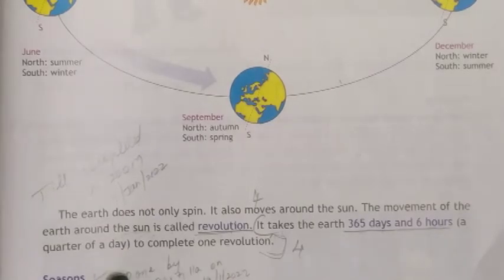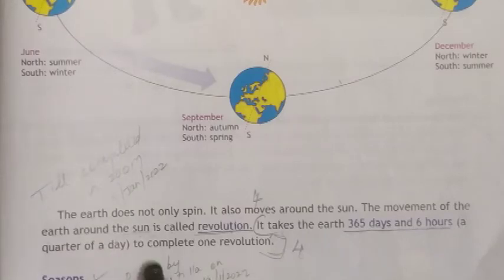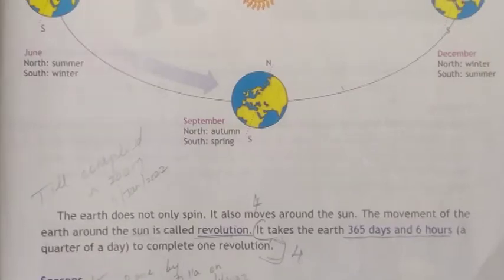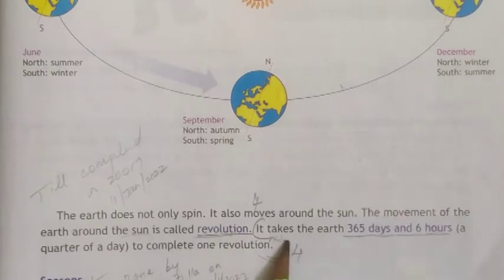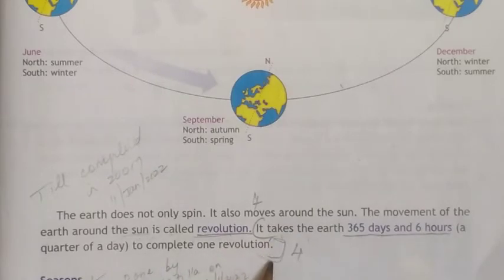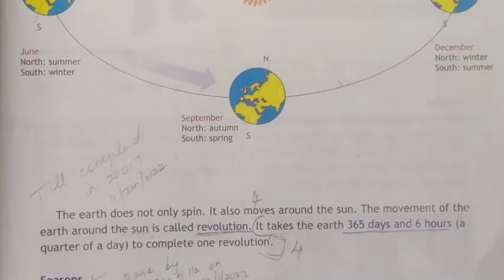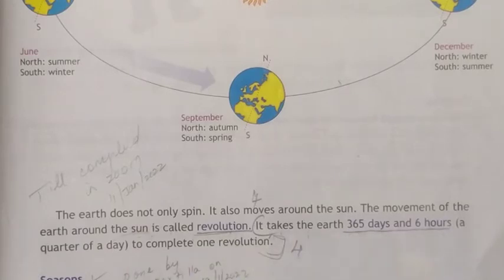Yes, how long does the earth take to move around the sun? It takes the earth 365 days and 6 hours to complete one revolution. Okay, 6 hours is otherwise called a quarter of a day.